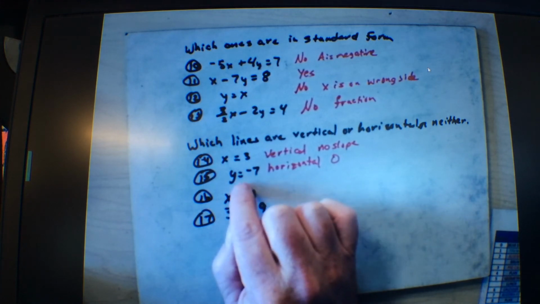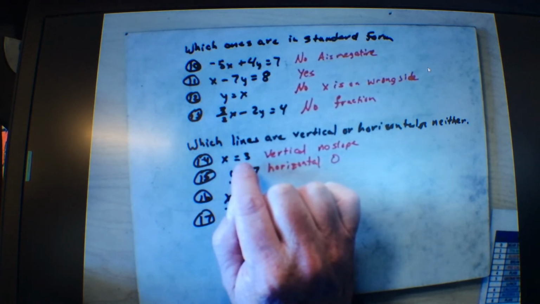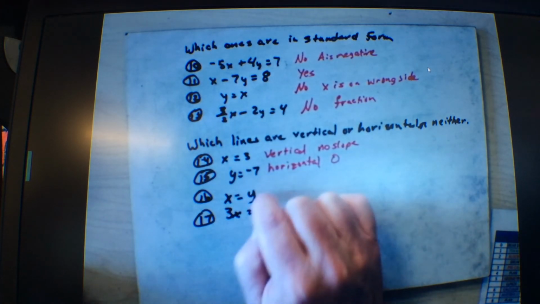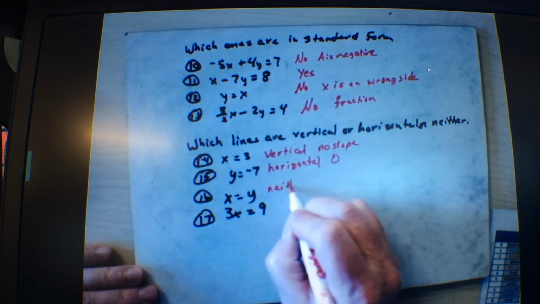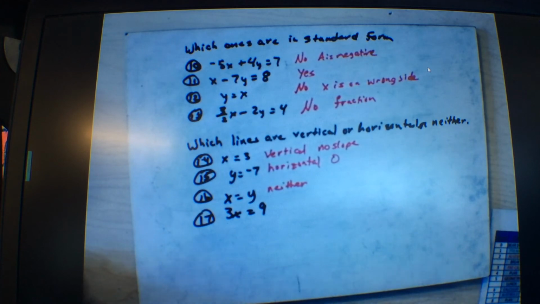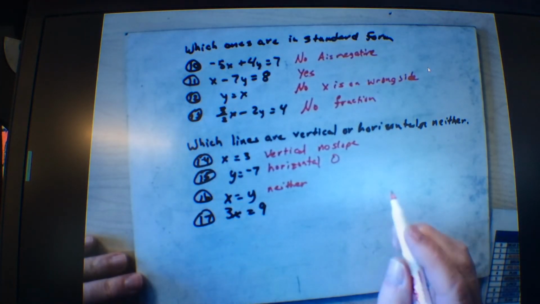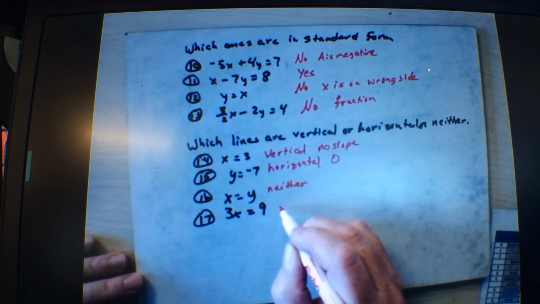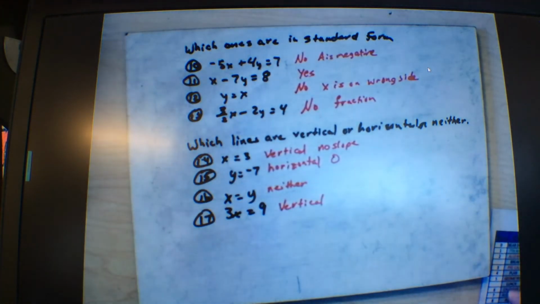Do you understand why this is horizontal, Jackson? It's y equals a number, right? You understand why this is vertical? Okay. What about this one, Ashley? X equals y. Neither. Very good. What about the last one? Who wants that one, Ryan? Thank you for volunteering. It is vertical, you dirty dog. You guessed right. You had a 33 and a third percent chance of getting it right, didn't you?